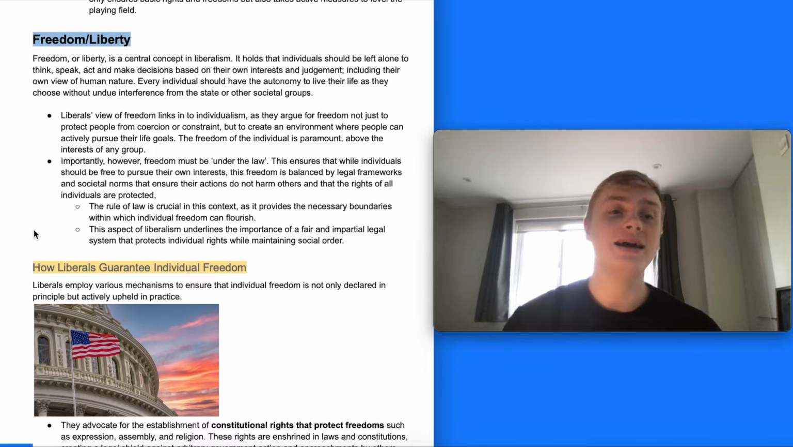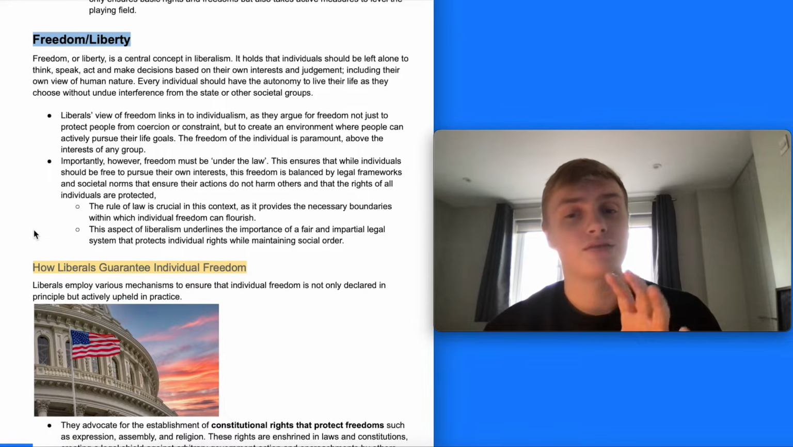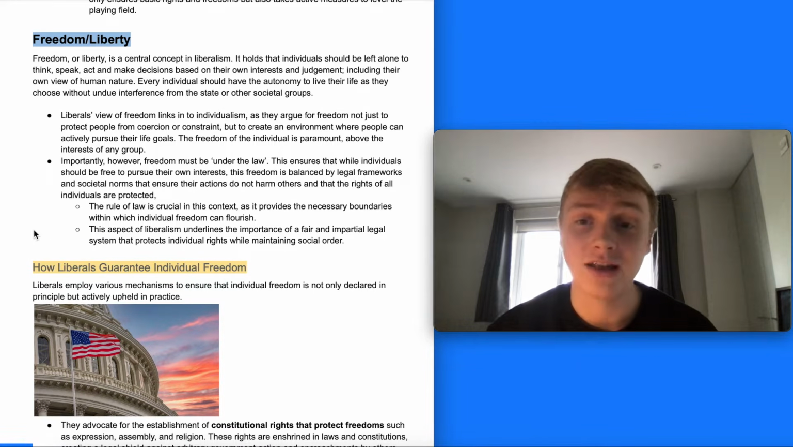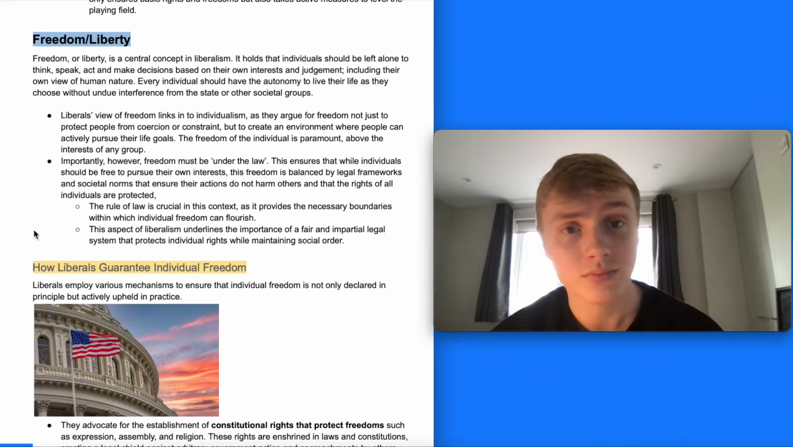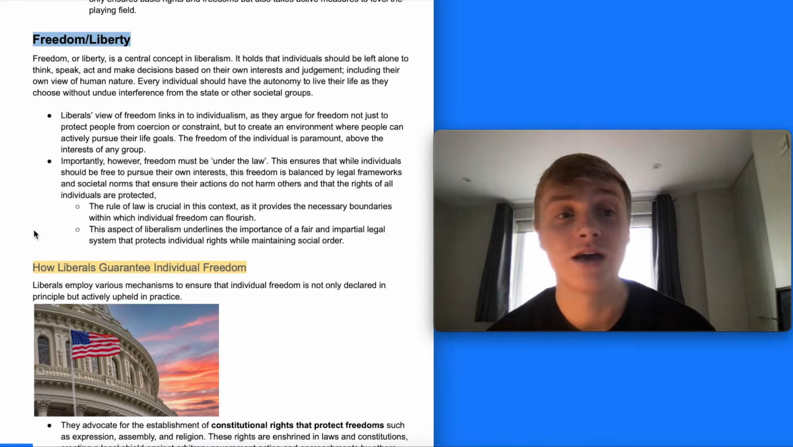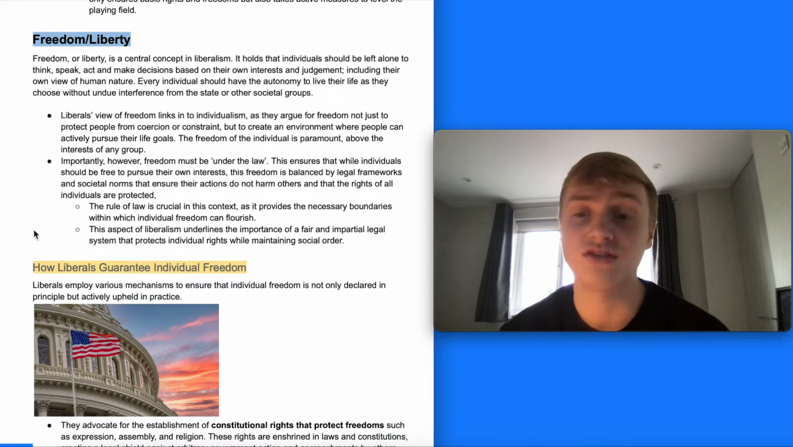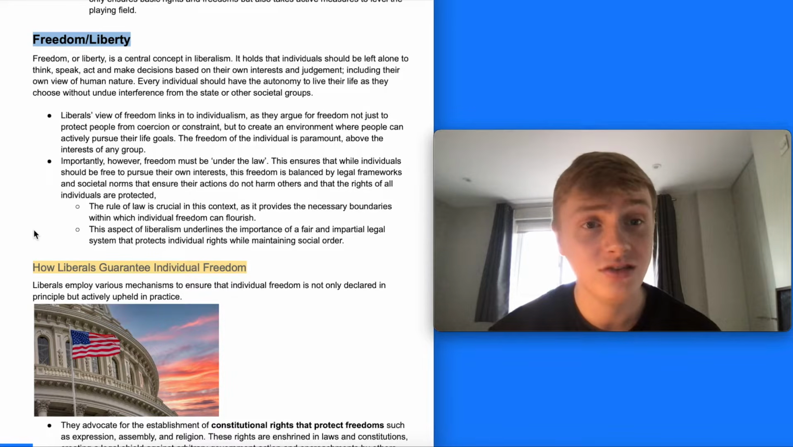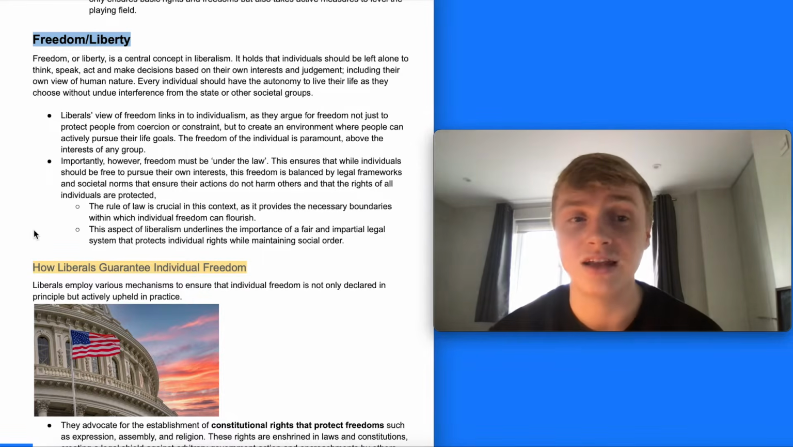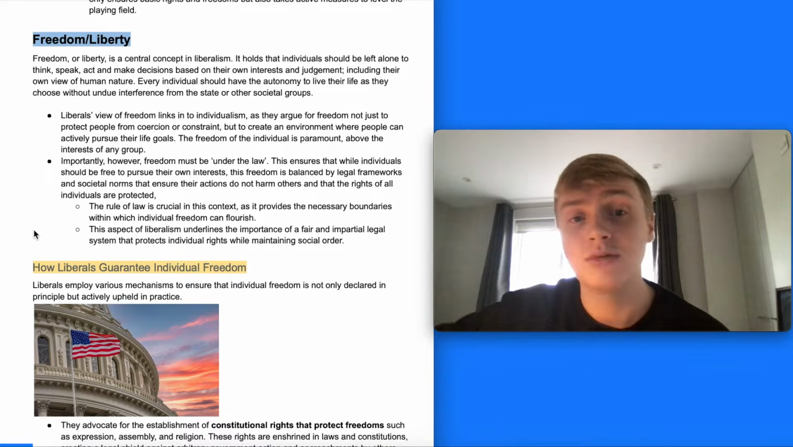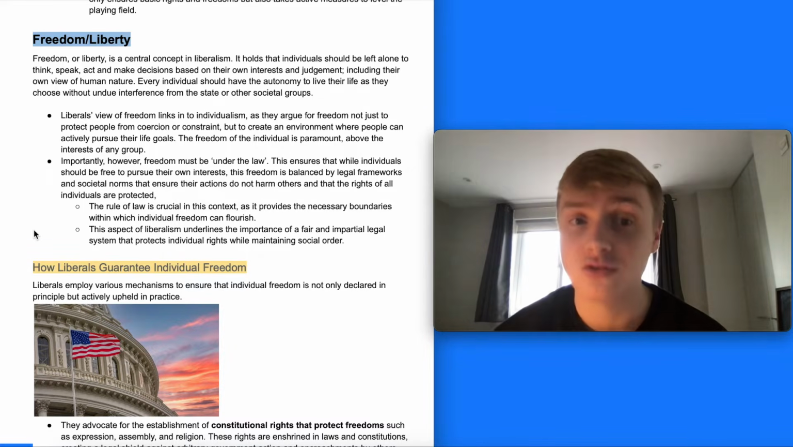Okay, so the next key principle and area of agreement we're going to have a look at, and this is really central to liberalism, is freedom or liberty. It's a key central concept in liberalism, holding that individuals should be left alone to think, speak, and act and make decisions based on their own interest and judgment, including their own view of human nature. So every individual should have the autonomy to live their life as they choose without undue interference from the state or other societal groups. This links into individualism, as they argued for freedom not just to protect people from coercion or constraint, but to create an environment where people can actively pursue their goals.